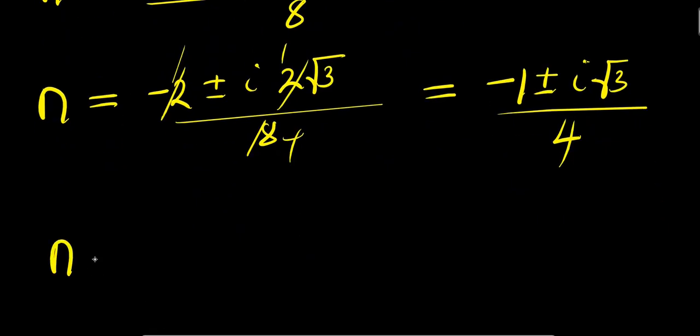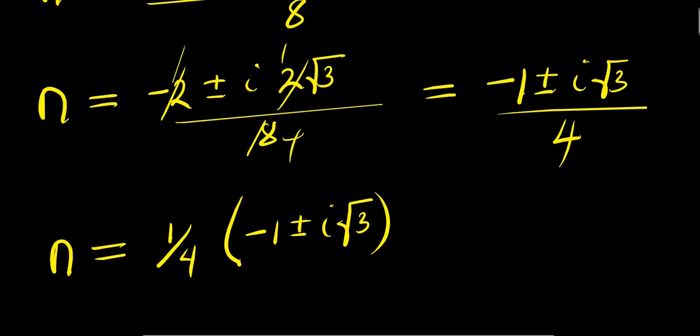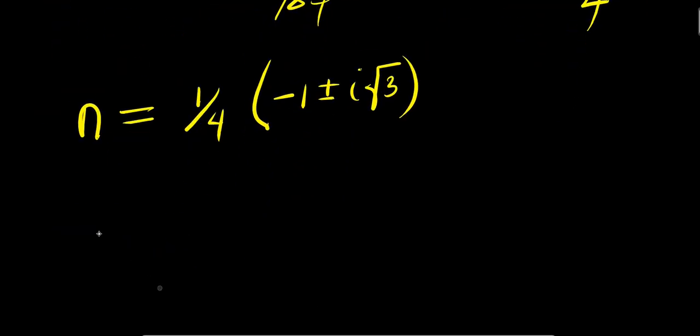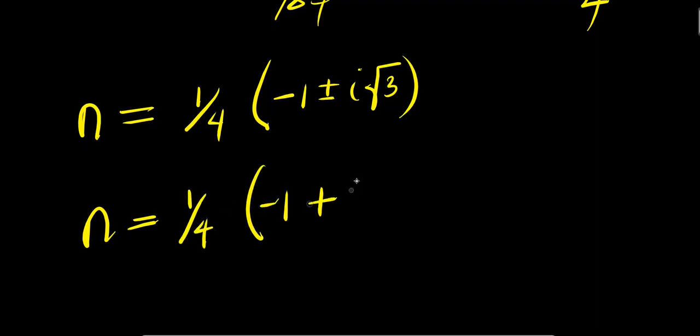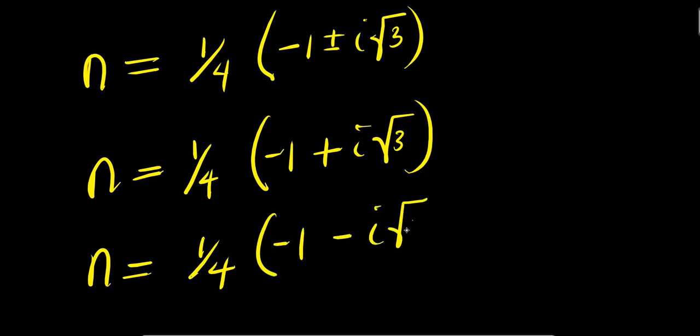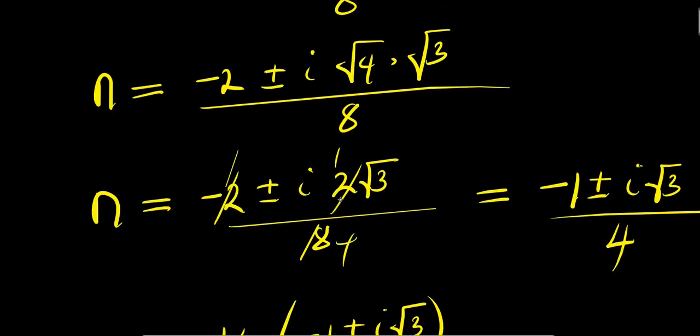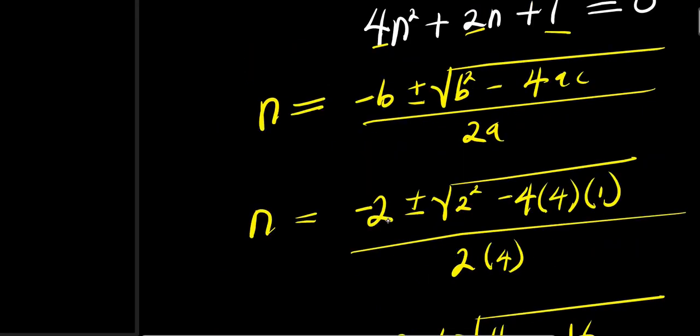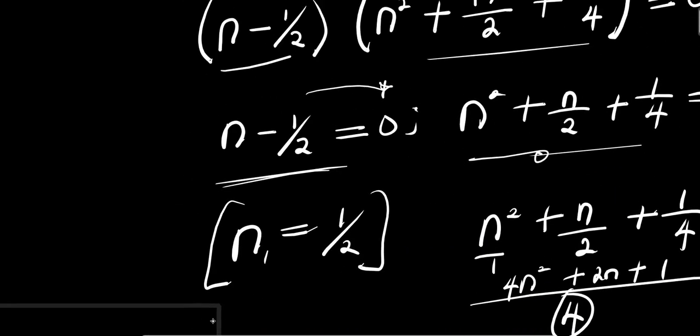So from here, we can have n equals 1 over 4 of negative 1 plus or minus i times root 3. So we have two complex values for n. That's n equals 1 over 4 of negative 1 plus i root 3. We also have n equals 1 over 4 of negative 1 minus i times root 3. So these are the two complex values for n. We also have one real value for n, which is this 1 over 2 here.